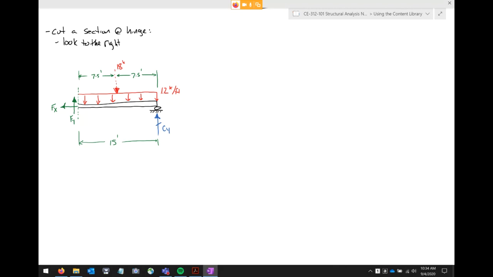And so what I'm going to do is sum moments. We're going to say sum moments at the hinge looking right is 0. And so I'm going to sum moments at the hinge just like I would sum moments to determine a reaction, just like I would in any other problem. And I'm going to ask myself, what's going on with this structure?